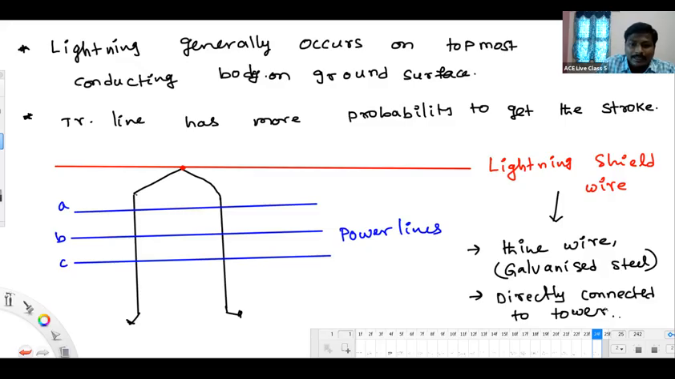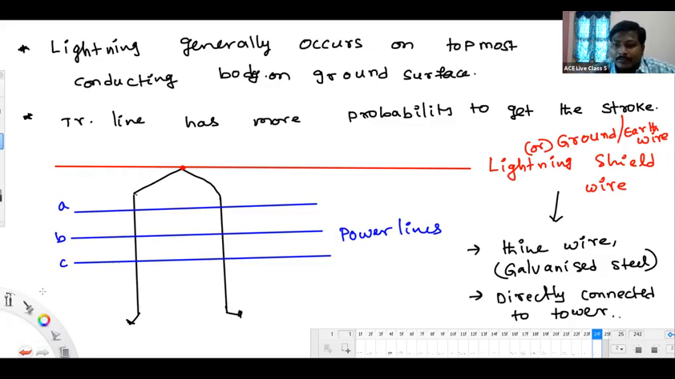Yes, it will definitely be connected to ground directly. So we can call this wire a ground wire also. The lightning shield wire can also be called a ground wire, or you can say earth wire. These are the other names you can use for this wire we have shown on the top of the tower.